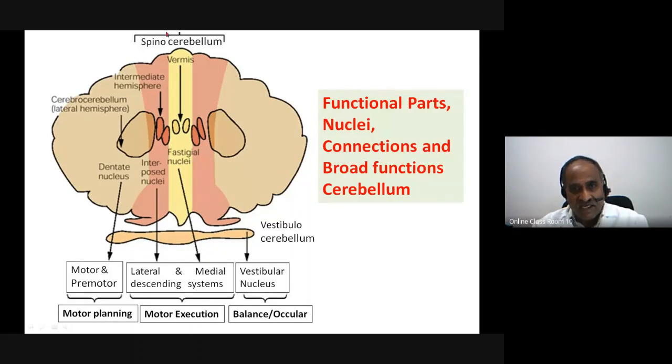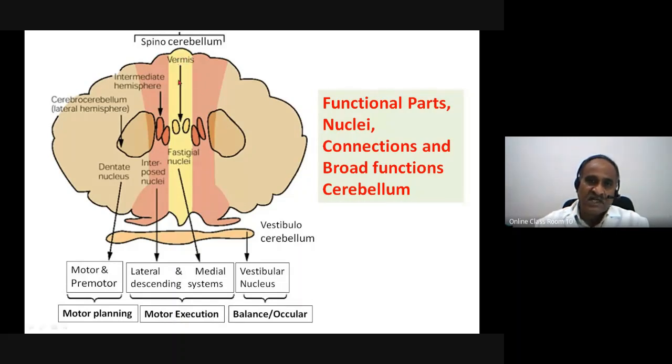Then we have a second part. This is the spinocerebellum. This spinocerebellum is the intermediate paravermis part. This is the vermis part, that is the central one. The paravermis part, the intermediate zone, governs the lateral or the distal muscles. And they have a nucleus known as the interpositus nucleus, and this interpositus nucleus gives information to the distal muscles and performs the muscle contractions, movement, or action.